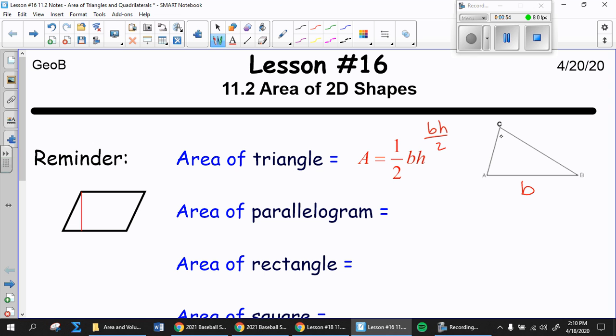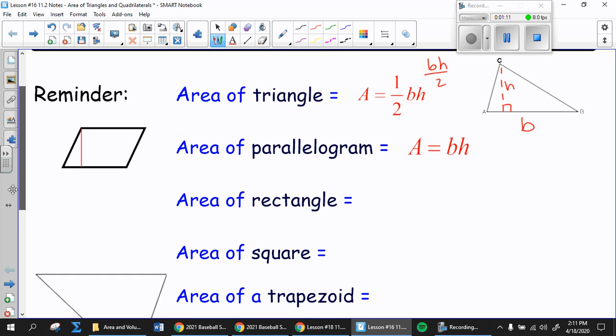Remember, the main thing with this here is that your height and your base always form this right angle. No matter what kind of triangle it is, whatever you're calling your base, whatever you're calling your height, they have to form that right angle. Parallelogram, simple, base times height. Here's an example of a parallelogram. Remember, a rectangle is also a parallelogram, so it's simply base times height. Base and height form this right angle. This side right here is not your height because it's not a right angle right here. So they have to form that right angle.